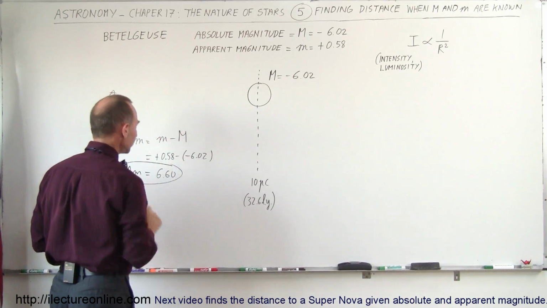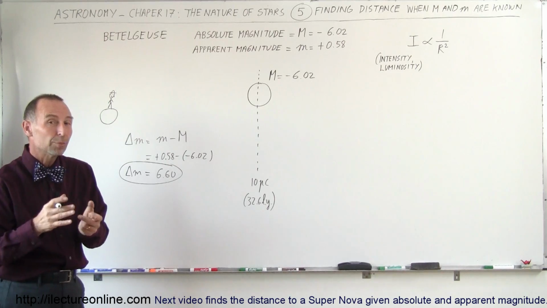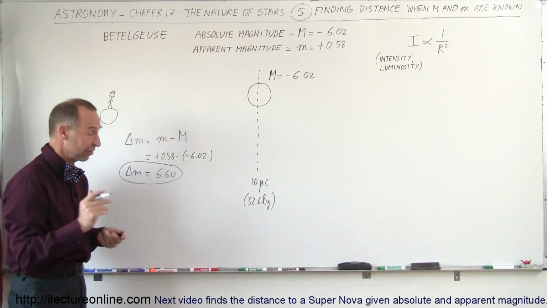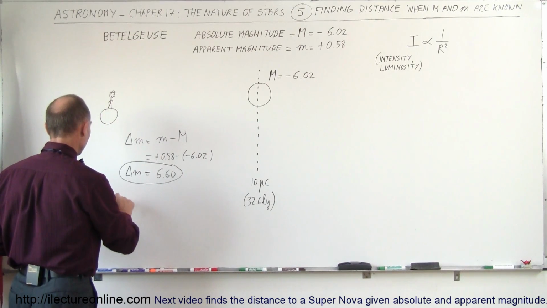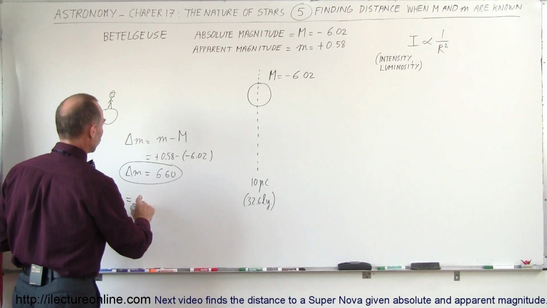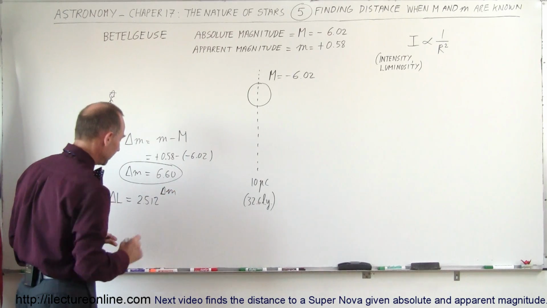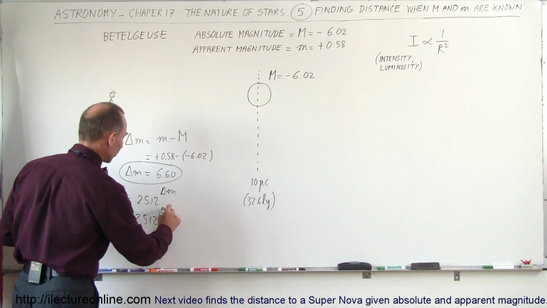All right. So what we do with that now is we go ahead and find out what that means in luminosity. What is the difference in luminosity if the magnitude difference is 6.6? There we can say that the difference in the intensity or luminosity is equal to 2.512 raised to the delta m. So that would be equal to 2.512 raised to the 6.6 power.